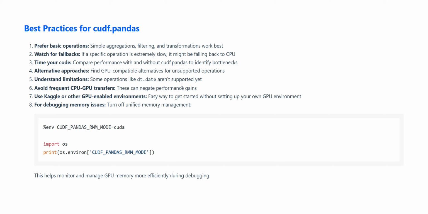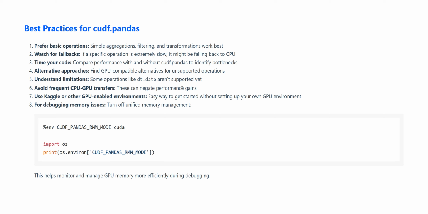First, prefer basic operations like simple aggregations, filtering, and transformations. These work best with GPU acceleration. Second, watch for operations that suddenly become very slow. That's usually a sign they're falling back to CPU. Third, always time your code to identify bottlenecks and compare performance with and without GPU acceleration. Fourth, for any unsupported operations, try to find GPU-compatible alternatives like I did with the date extraction.